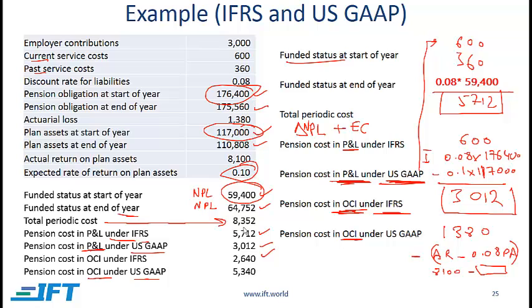Pension cost in OCI under US GAAP. This is going to include the past service cost of 360. There is going to be the actuarial loss of 1,380, and then we subtract the actual return, which is 8,100, minus 10% of this number, 10% because the expected rate of return on plan assets is 10%. So minus 0.1 times 117,000. So this gives us 5,340.